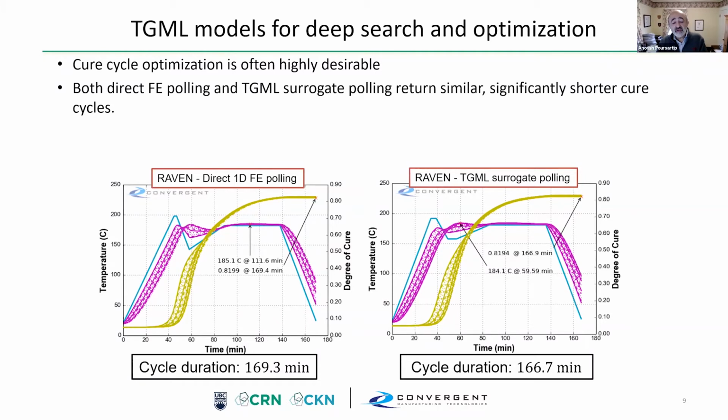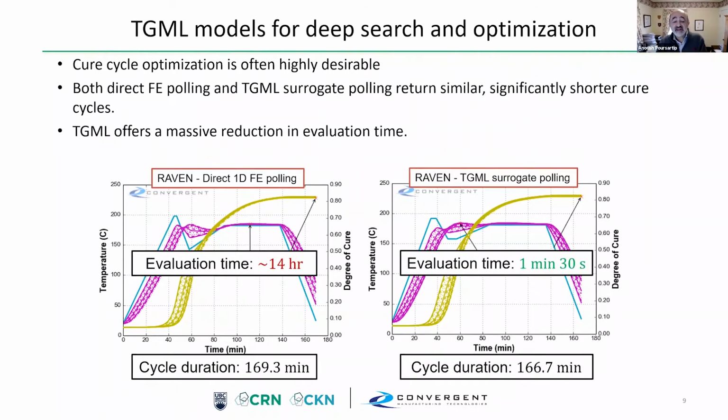And I'm trying to cook the material, which is shown by the yellow lines. If you did no optimization for this part, it would take you about 400 minutes to cook this part. Both methods give me a very optimized cycle of about 117 minutes. The big difference is that the numerical modeling takes 14 hours.